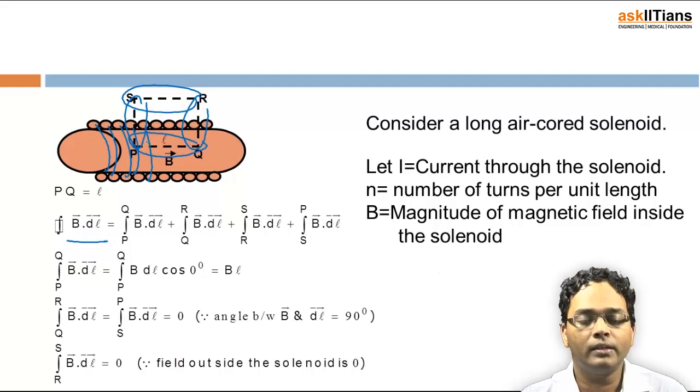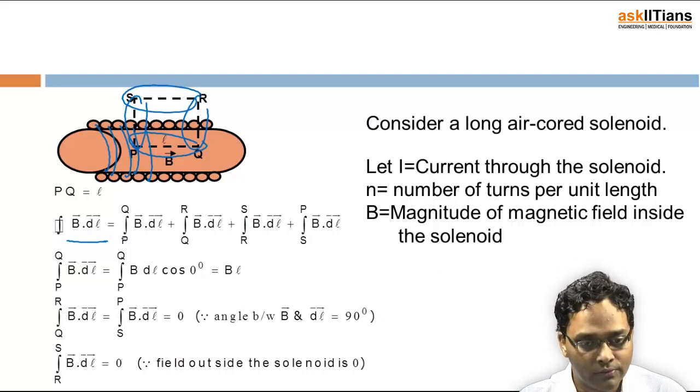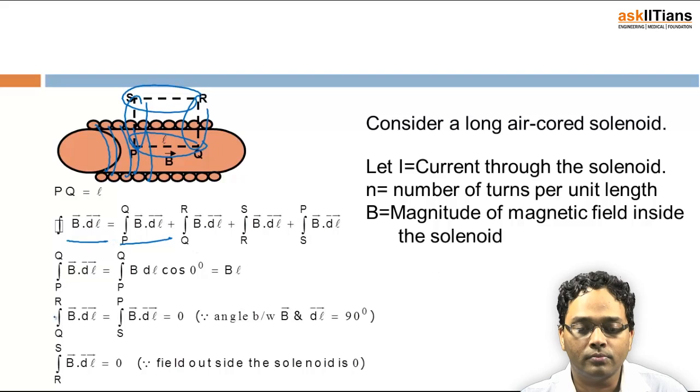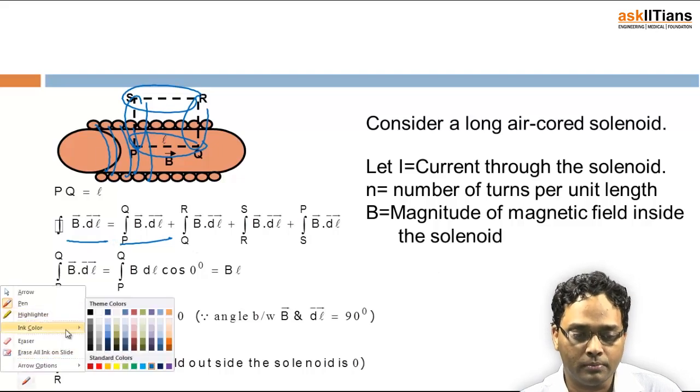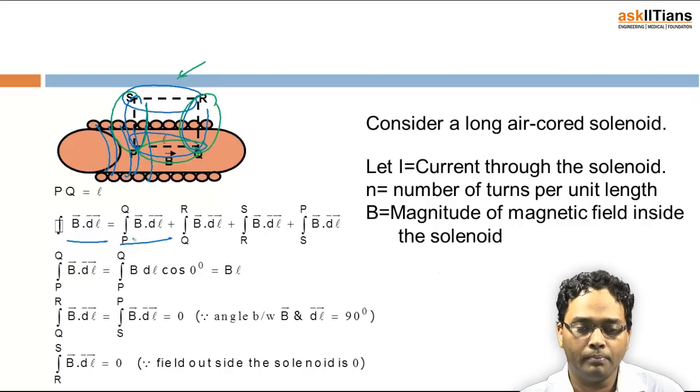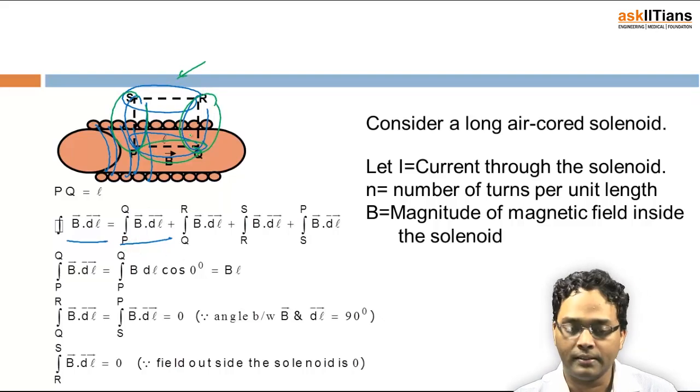So what we are going to do, we'll try to find B dot dl because of this particular current element. Therefore, we'll have B dot dl here. This is from P to Q. So let me just change the color so that it makes sense. So once it is from P to Q, then we have from Q to R, then from R to S, and from S to P. So this is going to complete the whole circle.